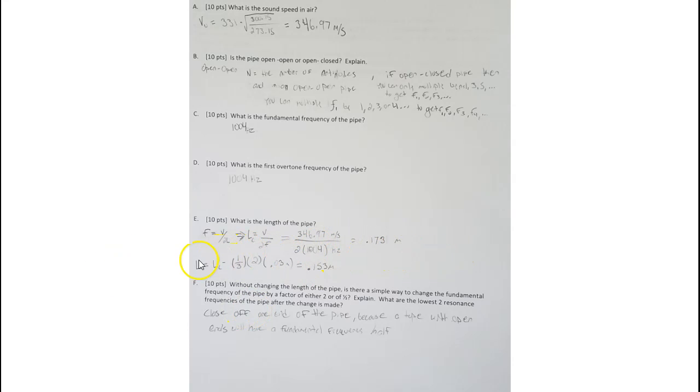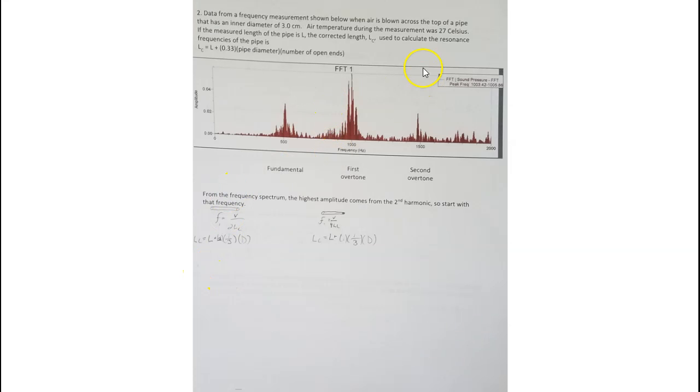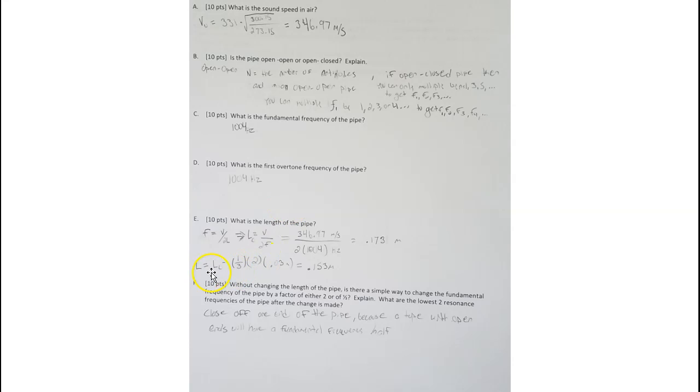And then from there, you find the length by rewriting this equation right here as this. So we got L equals corrected length minus 1/3 times 2 times 0.03 meters, which basically is just this minus 0.02 meters, and you get 0.153 meters as the actual length of the pipe.